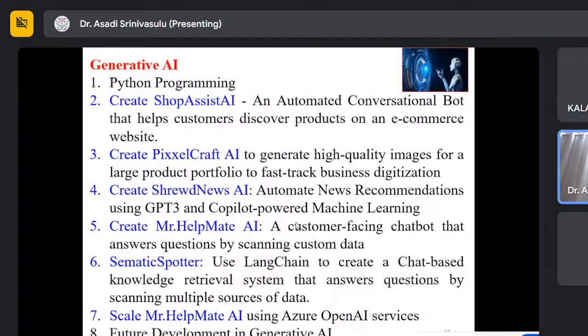So by using Python programming, I'm developing various generative AI applications like Create Shop Assistant AI, Create PixelCraft AI, Create Shred News AI, Create Mr. Helpmate AI, Semantic Spotter, Scale Mr. Helpmate AI, and further development in generative AI. Whatever new applications you want to develop by using Python programming, I'm developing.